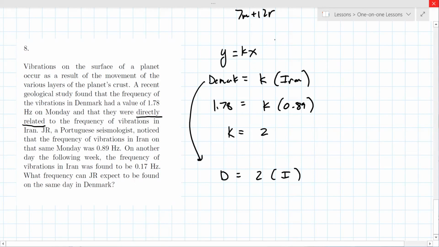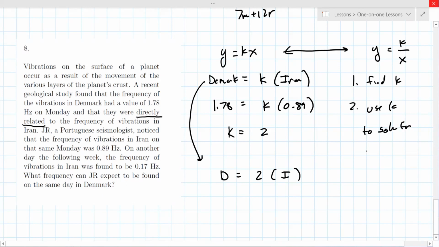The way both of these work, whether it's direct or inversely proportional, is you always find k, solve for k, then you use k to solve for x or y. Like we get k, but if I give you I, you can find d. If I give you d, you can find I. Which did I give you down here?